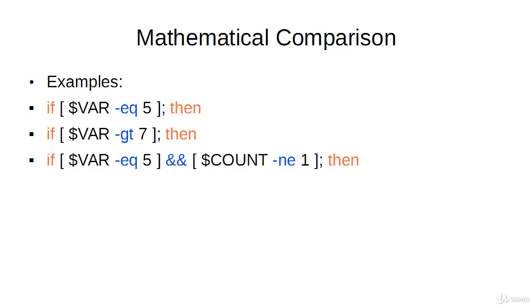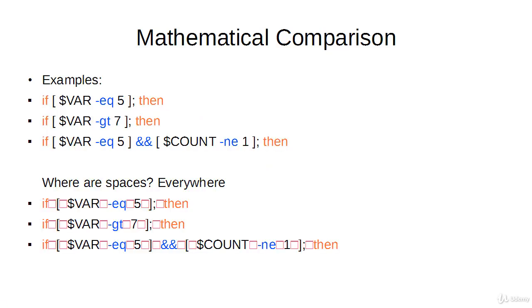In the second example, we are comparing if the value of variable var is greater than 7. And in the last example, we have two conditions. We are comparing if our variable var is equal to 5 and if variable count is not equal to 1. Please take care when writing if statements, because there is a need for a space almost everywhere, so be careful not to omit space next to brackets and around the operand.